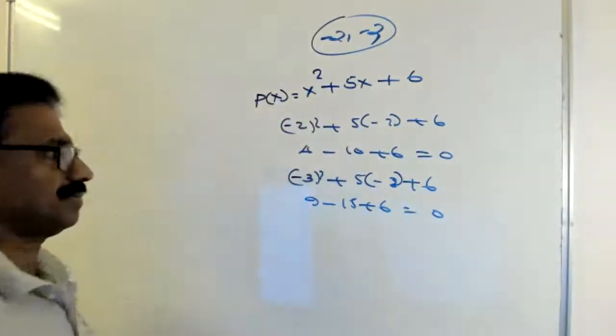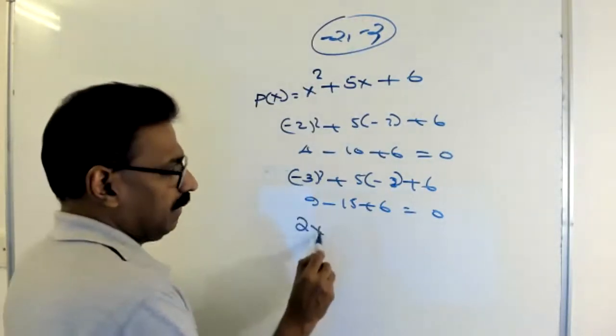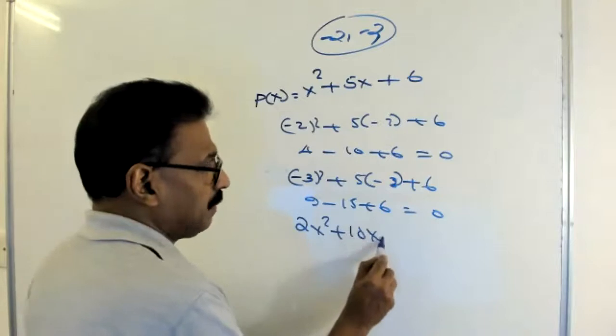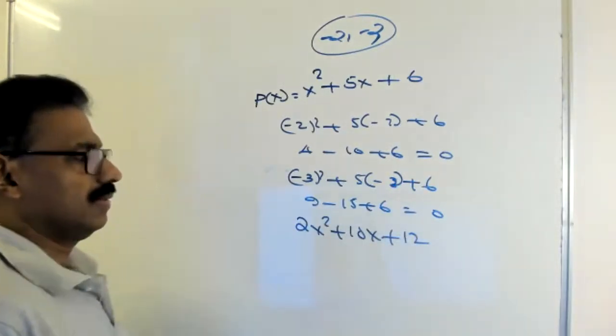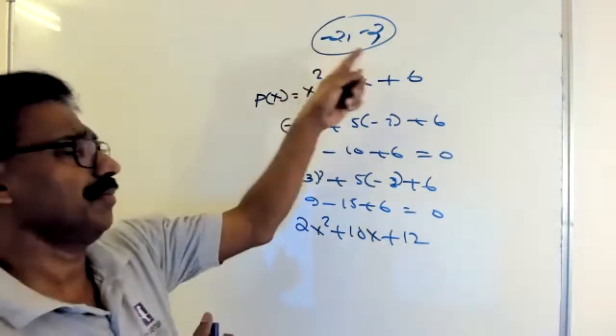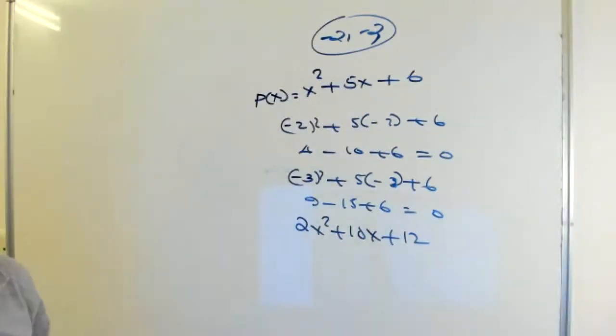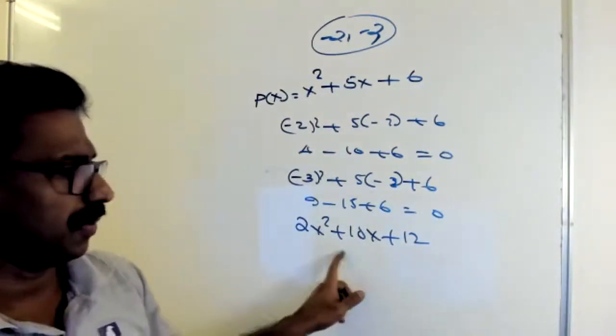My question. I have another polynomial, 2x square plus 10x plus 12. Niveda, minus 2 and minus 3 are the zeros of this polynomial. Can you check? Minus 2, minus 3 are the zeros of this polynomial.